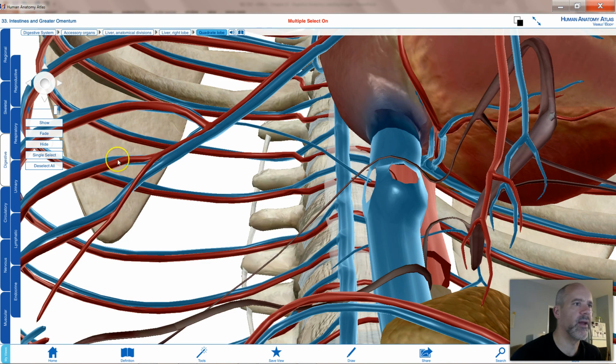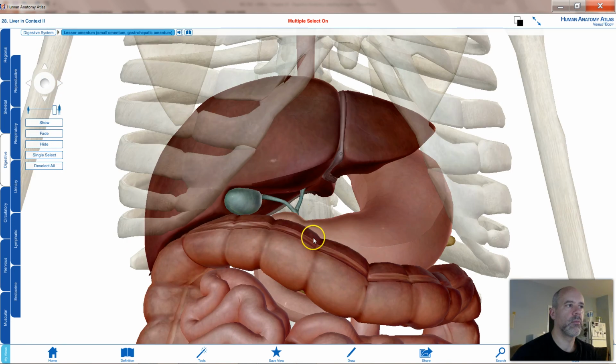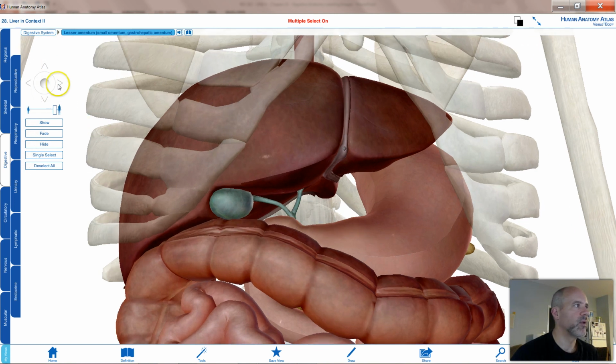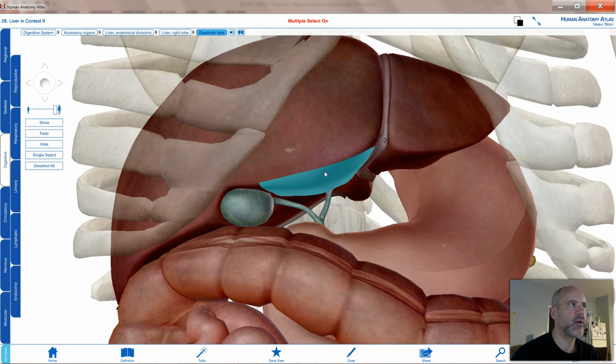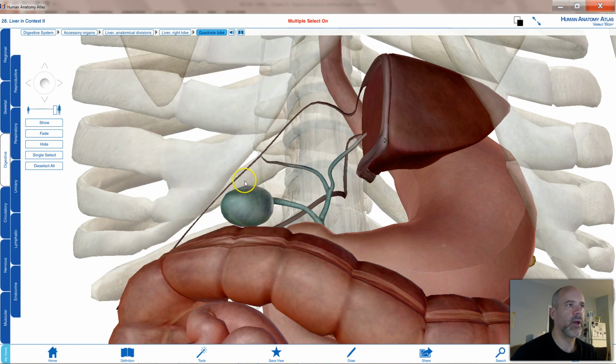Let me see if I can hide that. Oops, didn't want to do that. Okay. Changed views a little bit here. Let's hide that. There we go. So I just stripped off a big portion of the liver because I want to show you what's inside.